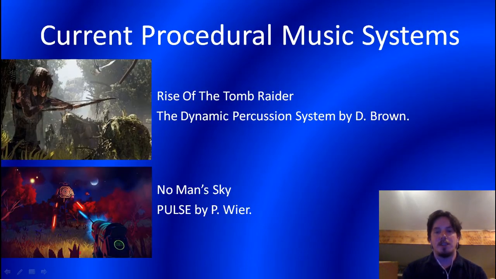Currently, some procedural music systems are used in the video games industry, and they are typically used in order to combat the issues of repetition or response time. An example of a procedural music system used in a game is the dynamic percussion system used in Rise of the Tomb Raider. This system generates percussion on a beat-by-beat basis to match intensity, while syncing with pre-composed orchestration. A second system used is Pulse from No Man's Sky. Pulse knits together small segments of pre-recorded assets in order to generate a different soundtrack every time you play.